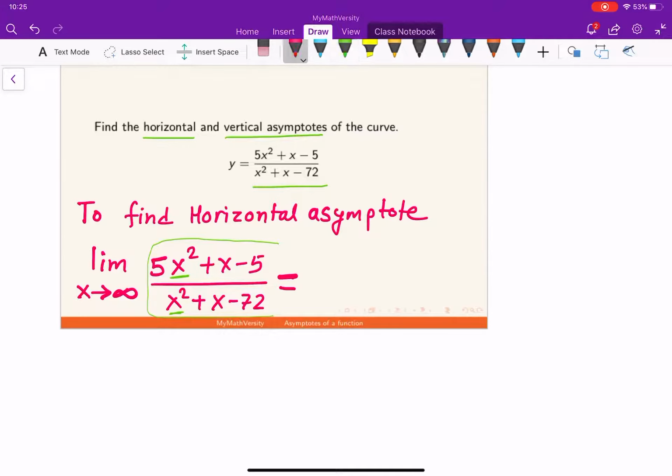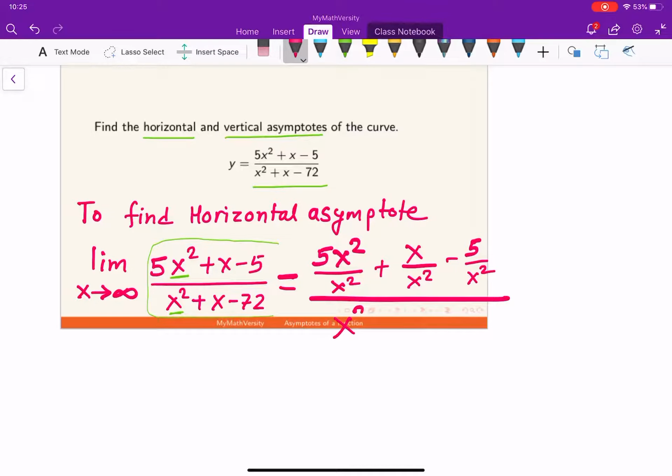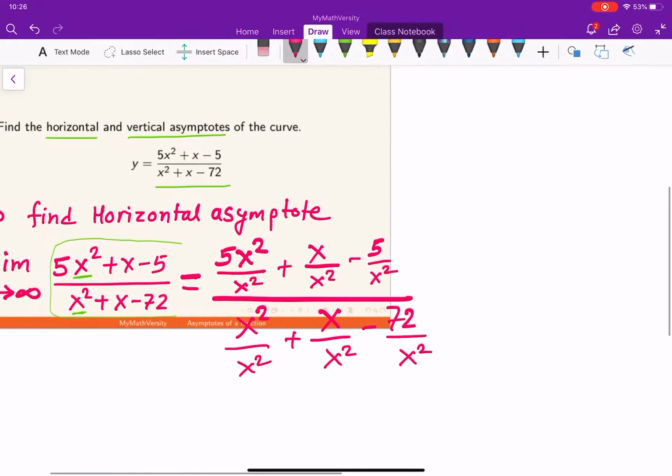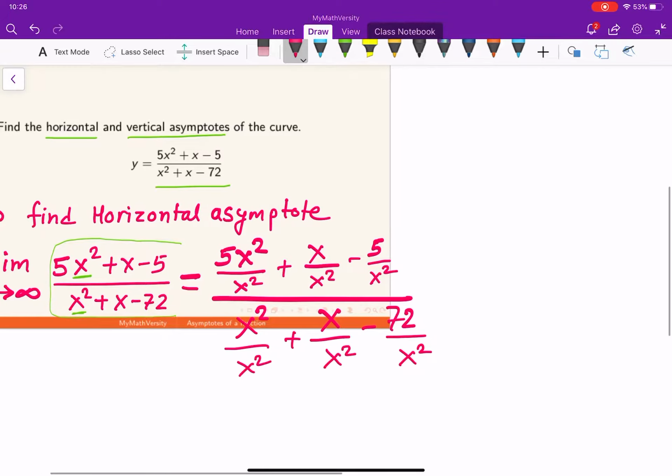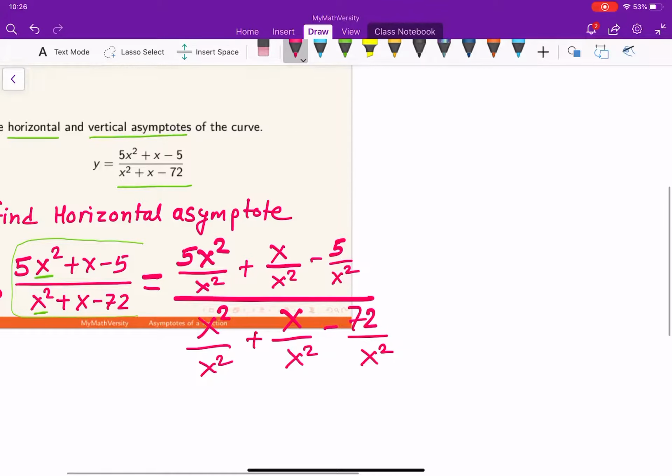If I want to do that, this can be done by 5x squared divided by x squared, plus x over x squared, minus 5 over x squared. When I use that to divide the top, I do the same thing at the bottom: x squared divided by x squared, plus x over x squared, minus 72 over x squared. Right now I'm just focusing on rewriting the given function a little bit. Now I am dividing here by x squared.